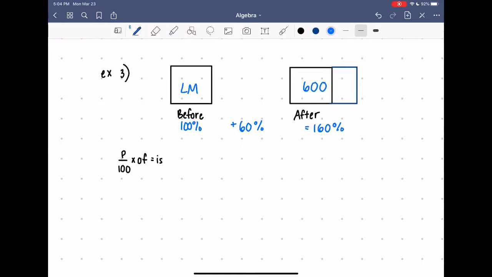But this can still just be plugged right into our equation. So percent times of equals is. But what are we solving for? We want to know the of. We want to know how many they had last month. So that's what we're actually solving for.